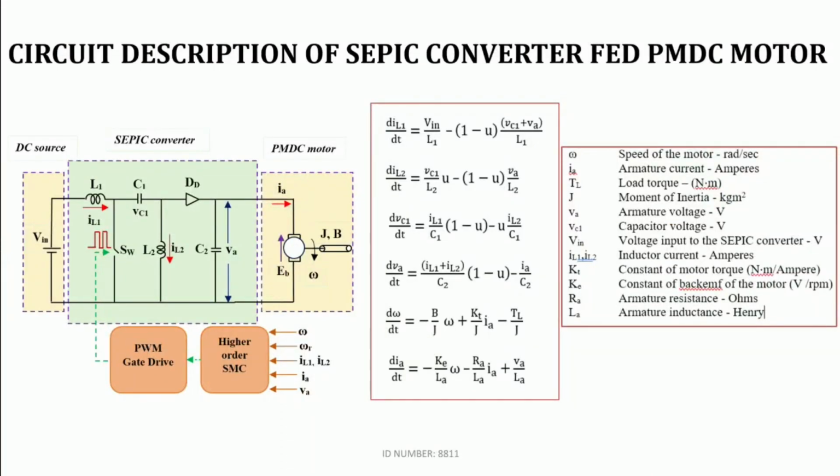Circuit description of SEPIC converter fed PMDC motor. The circuit consists of a fourth order SEPIC converter combined with a permanent magnet DC motor. So here the steady state equations are represented.